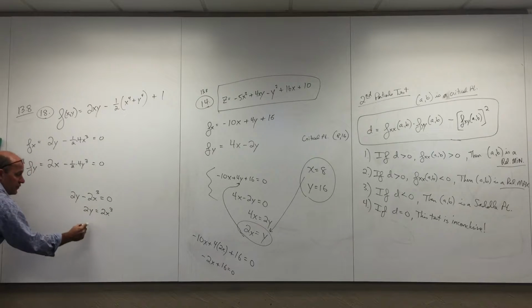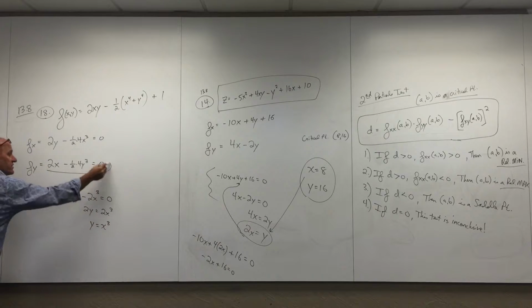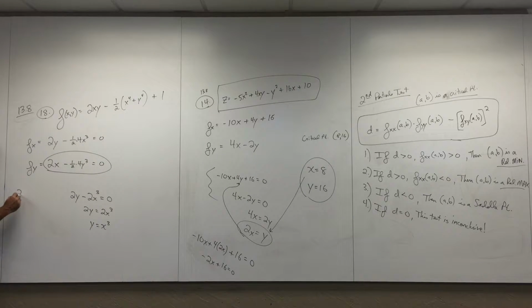Yeah, I'll divide by 2, so y equals x cubed. Okay, my other equation is right here, which says that 2x minus 2y cubed equals 0. What am I going to do then? I'm going to substitute this in here. I'm going to substitute this in for y.